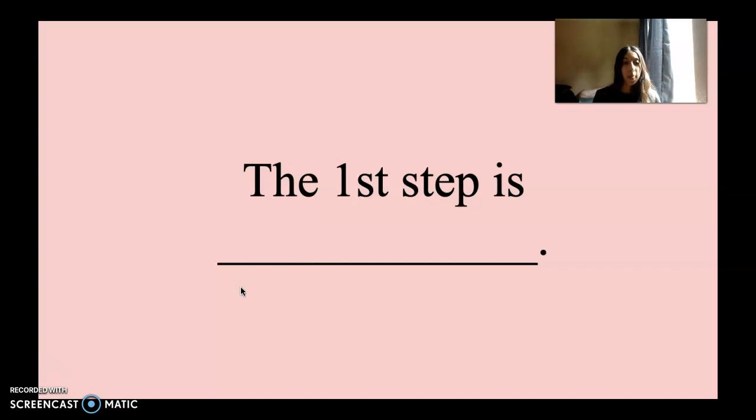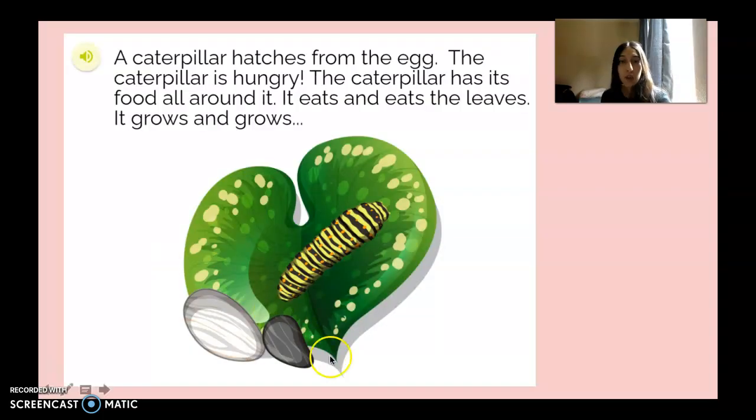Everybody done? Can I have a partner B raise their hand and tell me, what's the first step? What did your partner tell you the first step was? Yes, can you tell me what your partner said? He said the first step is they are an egg. Yes, that's the first step in a butterfly's life cycle. Okay, now let's go on to step 2.